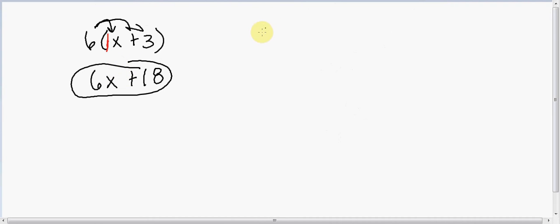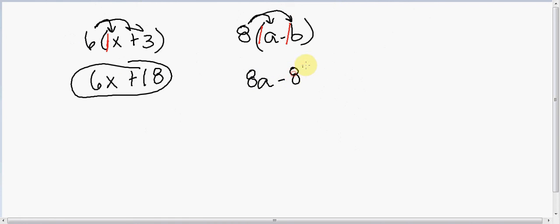Let's take a look at another one here. Let's say we had 8 times the quantity, and when I say times the quantity, that means parentheses are coming up, A minus B. Again, there's a 1 in front of that A and a 1 in front of that B. Anytime you have variables, if there's no number in front that you can see, it's an invisible 1. So we distribute, and we get 8A minus 8B.